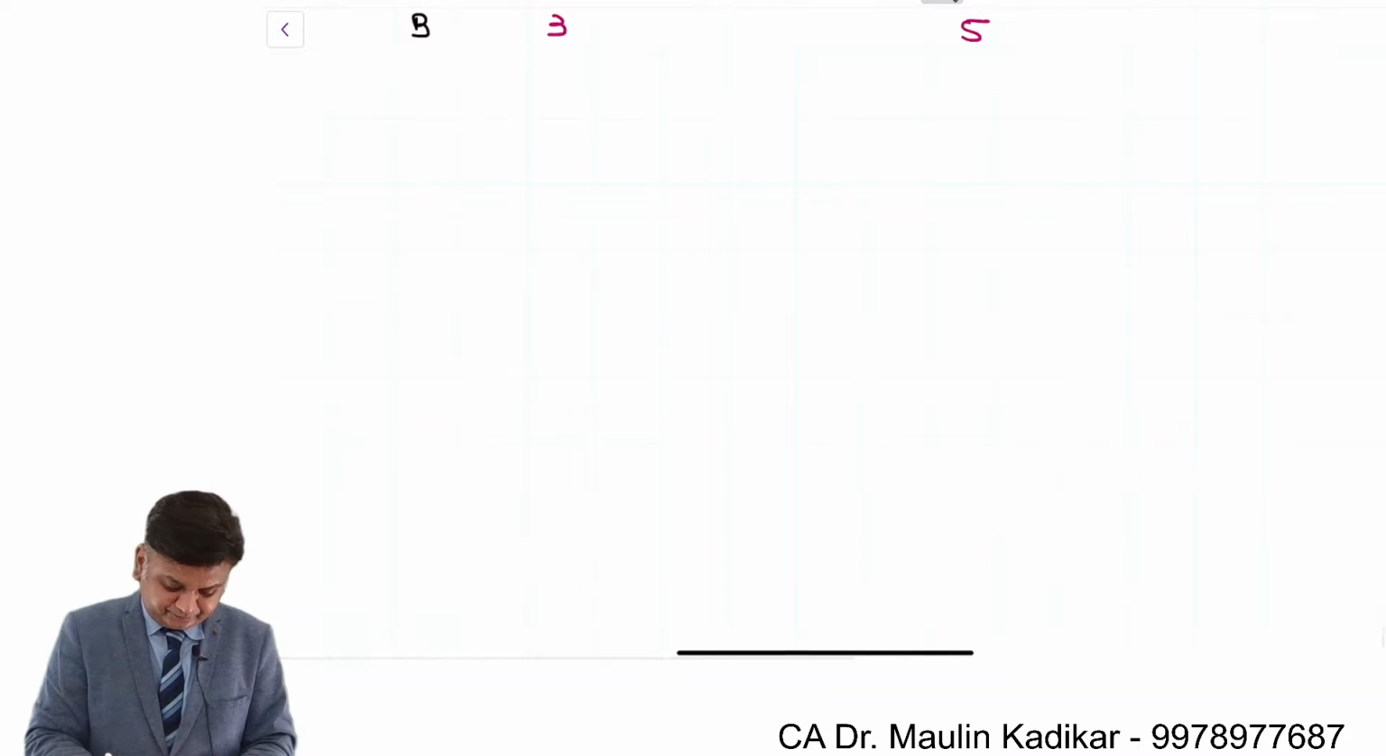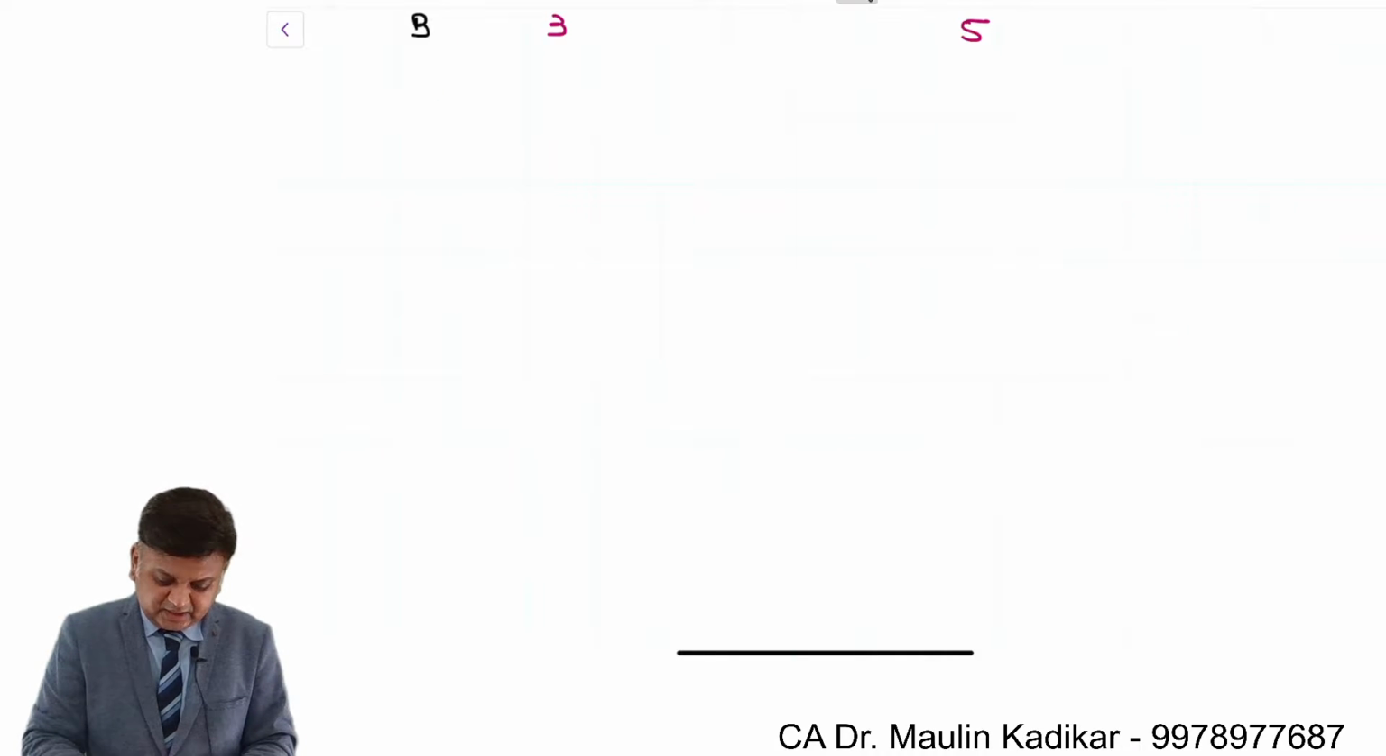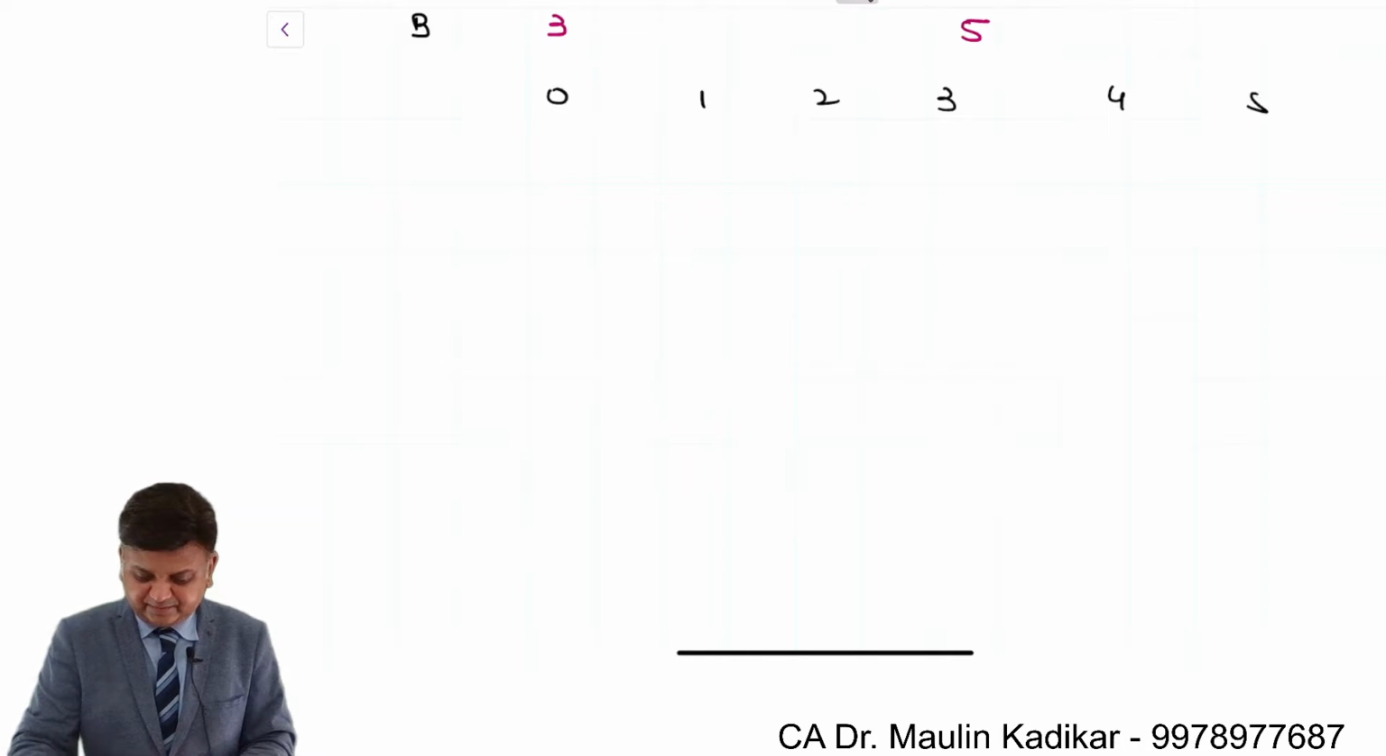Going further, let us say that it is like this. Year 0, year 1, year 2, year 3, year 4 and year 5. Project A and project B.